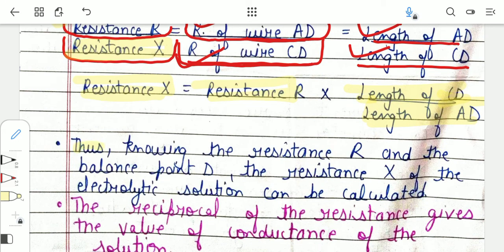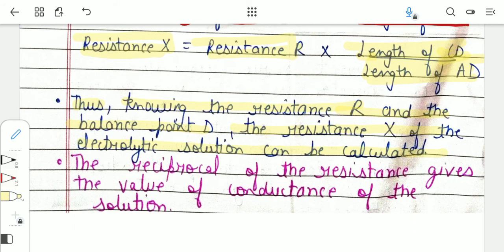Thus, by knowing the resistance R and the balance point D, the resistance X of the electrolytic solution can be calculated, and once we know the resistance, its reciprocal gives the value of the conductance of the solution. This is how we calculate the conductance of a solution by using the Wheatstone bridge arrangement. Firstly we calculate the resistance offered by that solution, and then by taking the reciprocal of that value we get the conductance of that solution.